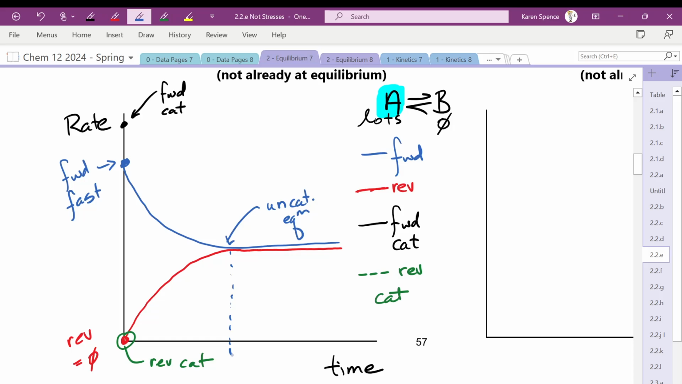And once we reach equilibrium, what is true of the two rates? They are the same. And should they be at the same level as the uncatalyzed ones? Should they be higher? Should they be lower? Well, they're going to be the same as each other, but they should be higher. Okay, so what it should look like is it should look like this.